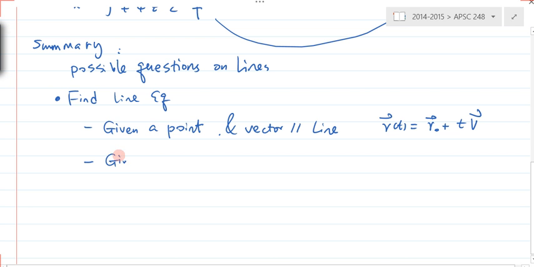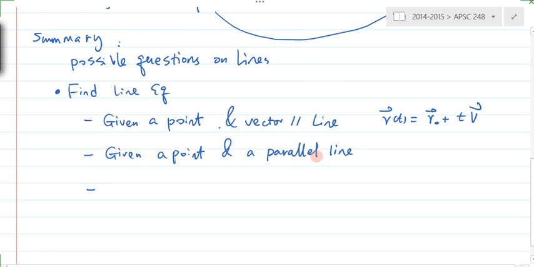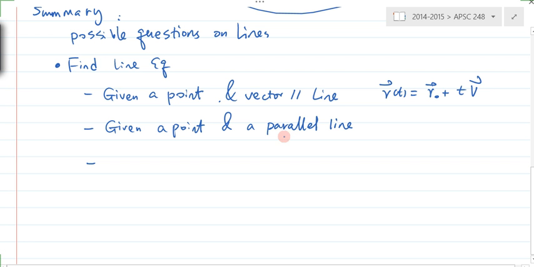Sometimes it may not be that straightforward. You're probably given a point and a parallel line. So you have a point and you have another line that's parallel to the line you're looking for. How would you find the line you're looking for? That's actually quite easy, because when you get the line there, you can extract the parallel vector off the line, and that parallel vector can be used as the parallel vector to construct the line equation.